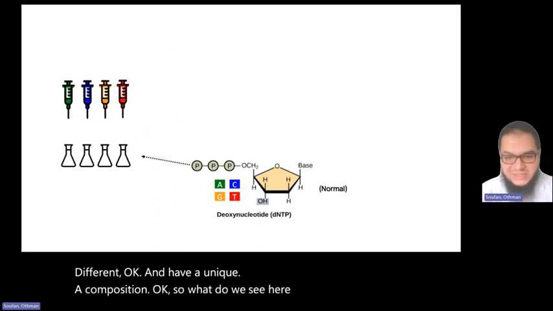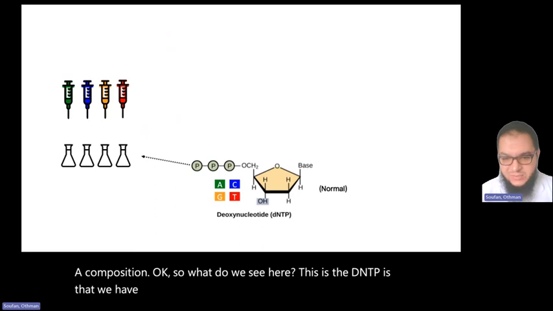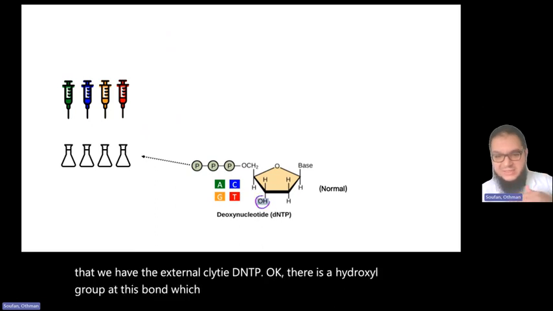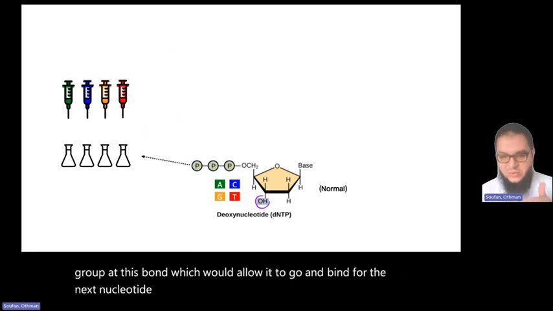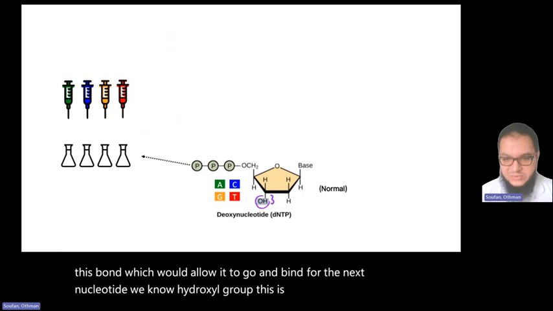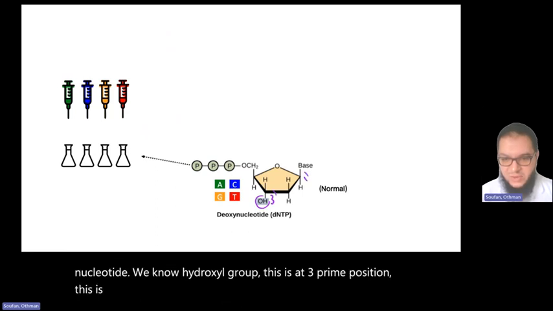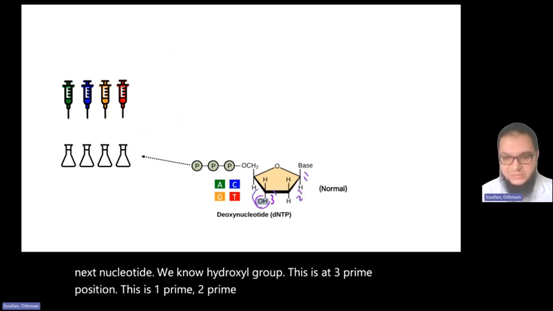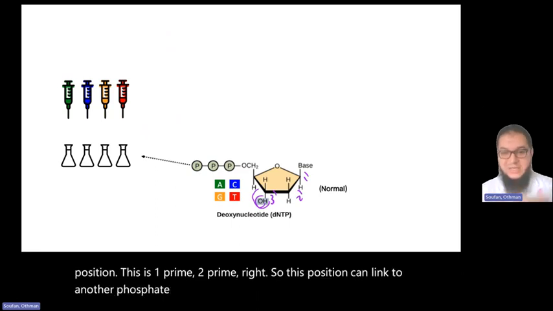This is the dNTPs that we have, the deoxynucleotide triphosphate, okay? There is a hydroxyl group at this position, which would allow it to go and bind the next nucleotide. We know the hydroxyl group is at the 3' position. This is 1', 2', right? So this position can link to another phosphate group, right? This is how the backbone is built.